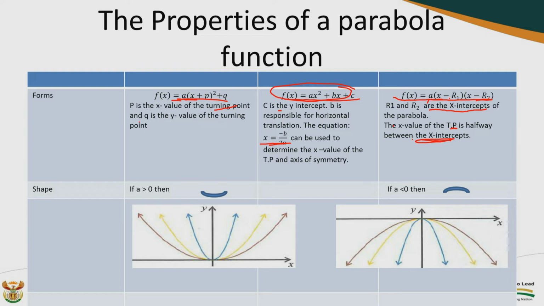So now let's take a look at the shape. The shape of our parabola function will depend on the parameter a. If your parameter a is greater than 0, or positive, it means your shape will be concave upwards. If your a is less than 0, then your graph will be concave downwards. So these are the shapes. Your graph will be below the x-axis here. Here the graph is above. Can you see it's above the x-axis?